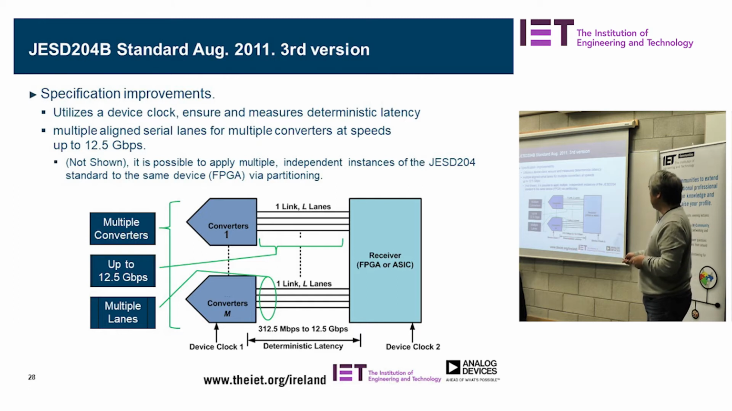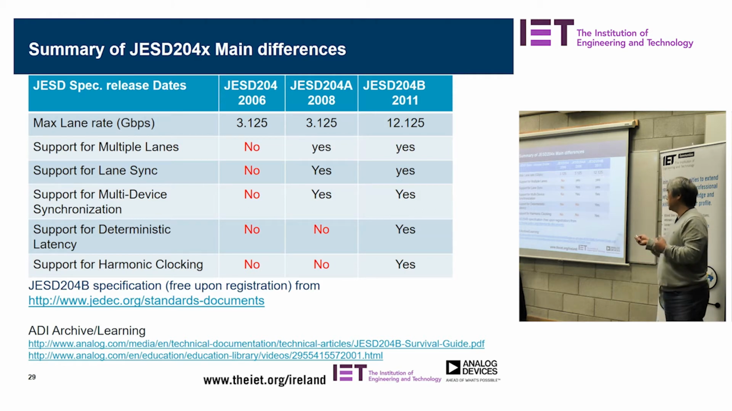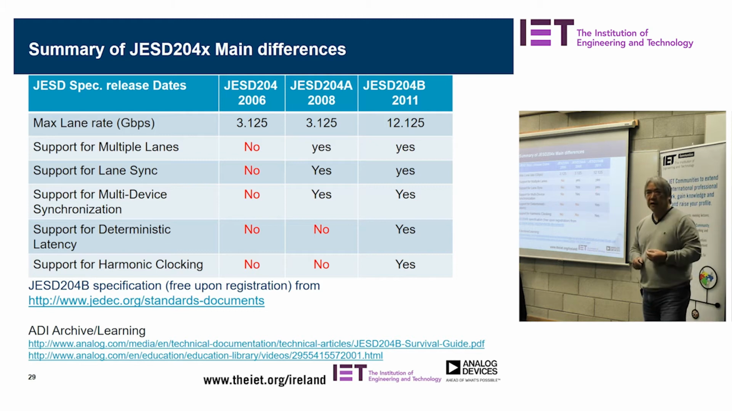You have a device clock, which is common for the two, and then you have another clock for the other one. And then you have a quick summary of where the A and B differentiate. The lane rate has increased for the B standard up to 12 gig. Then you can do multiple lanes and lane synchronization. You can have deterministic latency, so you have to control your delays at the same time.